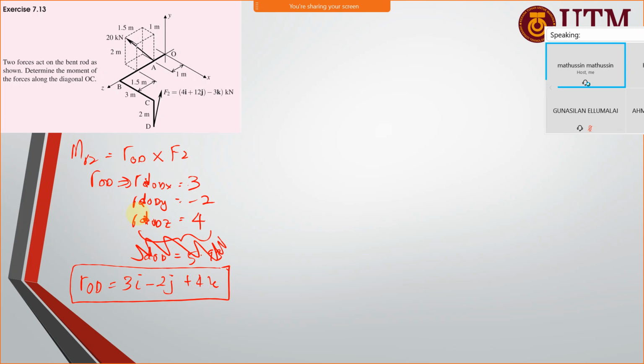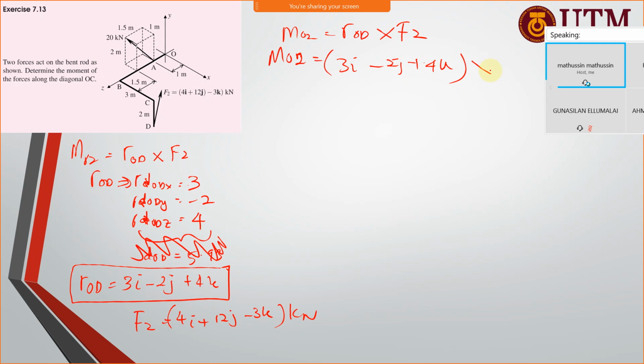Lepas tu kita nak kena dapatkan F2. F2 dah bagi in terms of vector. So F2 dia sama dengan 4I tambah 12J tolak 3K in terms of kN. So from here kita boleh dapatkan terus MO2 lah, which is ROD cross with F2. So MO2 sama dengan 3I tolak 2J tambah 4K cross with 4I tambah 12J tolak 3K kilonewton. Yang ni meter.